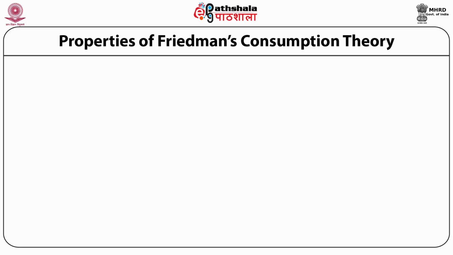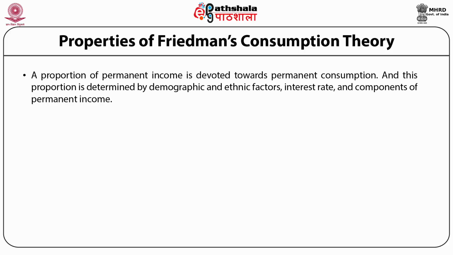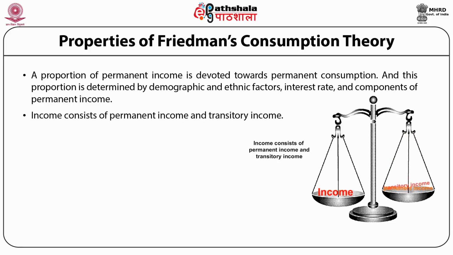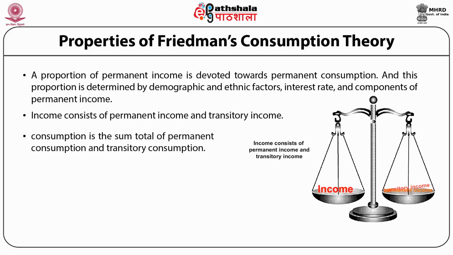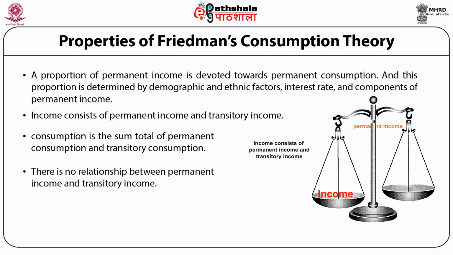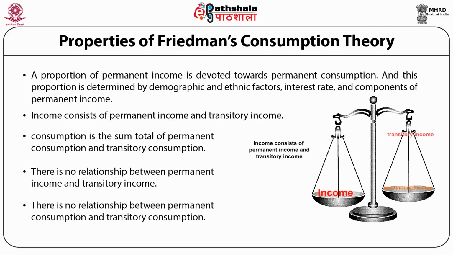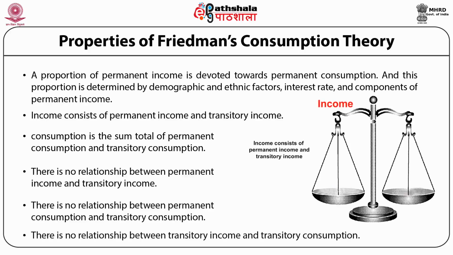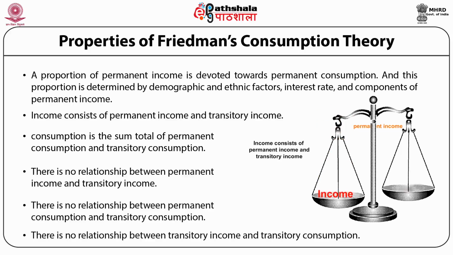The basic properties of the permanent income theory are the following. First, a proportion of permanent income is devoted towards permanent consumption, and this proportion is determined by demographic and ethnic factors, interest rate, and components of permanent income. Second, income consists of permanent income and transitory income. Third, consumption is the sum total of permanent consumption and transitory consumption. Fourth, there is no relationship between permanent income and transitory income. Fifth, there is no relationship between permanent consumption and transitory consumption. And the last property of this theory is that there is no relationship between transitory income and transitory consumption.